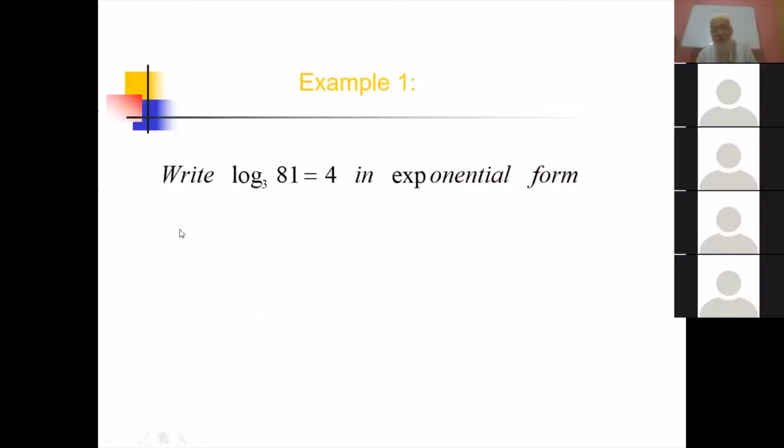Log 81 is equal to 4. How do we convert into exponential form? Look here. 3 raised to power 4 is equal to 81. Okay, 3 is the base, 4 is the exponent, and 81 is its value.